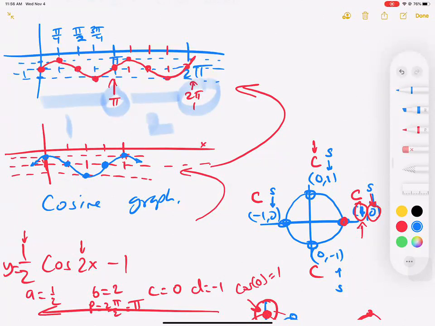Okay, that's how we set up the graph. That's the framework of it. That's our structure. But sine starts at 0. It will always start at 0, and cosine will always start at 1, the amplitude.